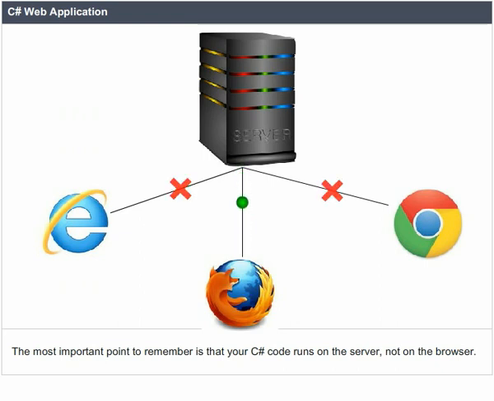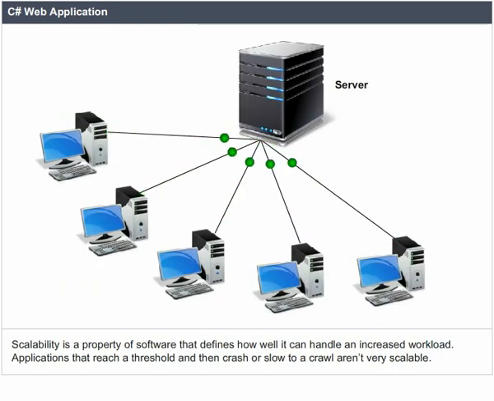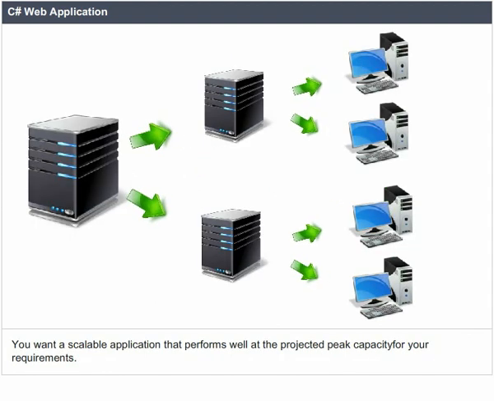Scalability is a property of software that defines how well it can handle an increased workload. Applications that reach a threshold and then crash or slow to a crawl aren't very scalable. You want a scalable application that performs well at the projected peak capacity for your requirements.